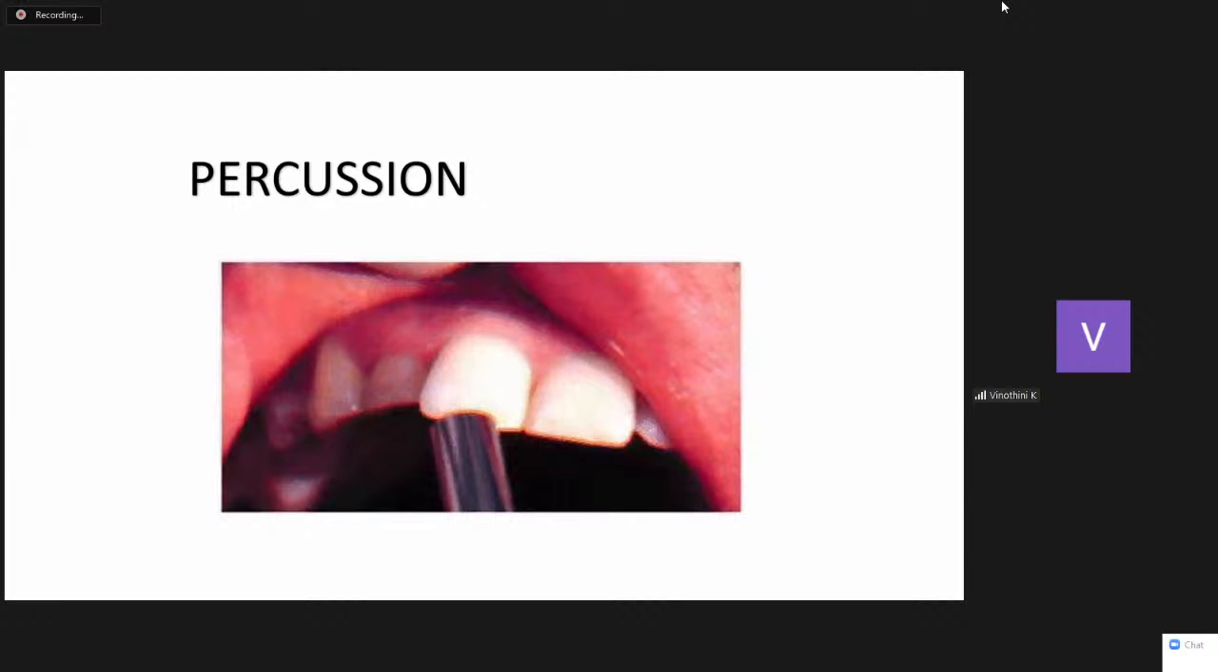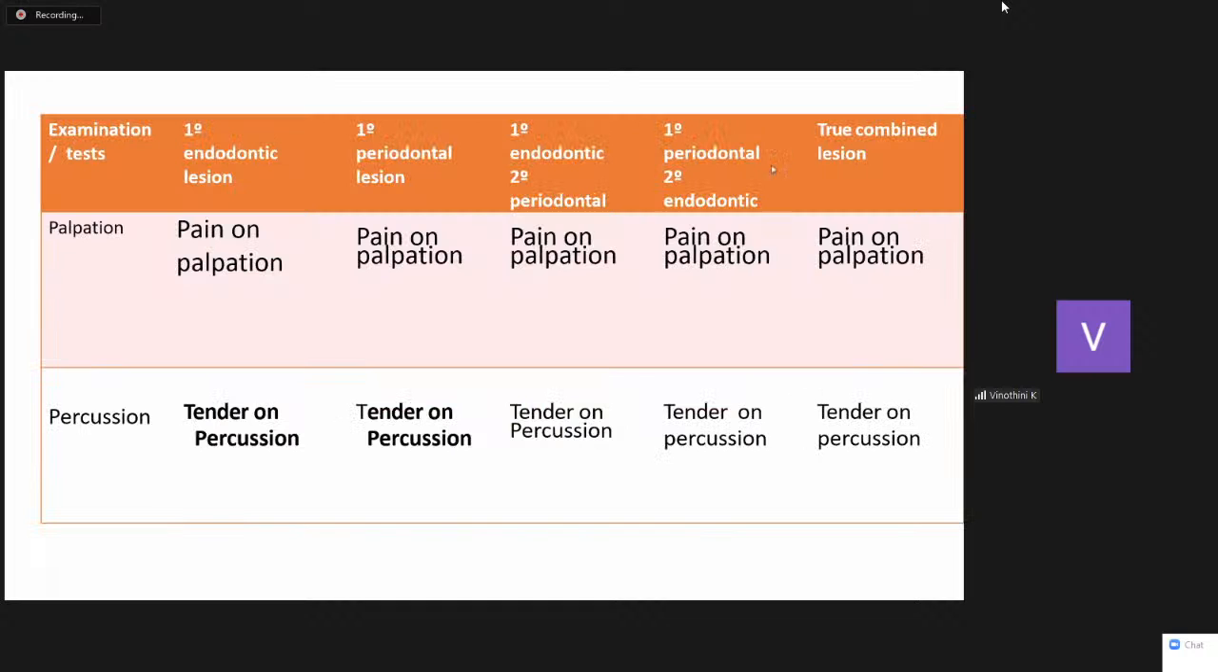And percussion, see, if there is any infection or inflammation, there is going to be pain on percussion, tenderness on percussion. So here it is going to be similar for all of them: primary endo, primary perio, primary endo secondary perio, primary perio secondary endo, true combined lesion. For everything, there is going to be pain on palpation and tenderness on percussion. This is not a very discriminative diagnosis, but you can see whether the palpation pain of the coronal area is of perio origin and the apical is of endo origin.